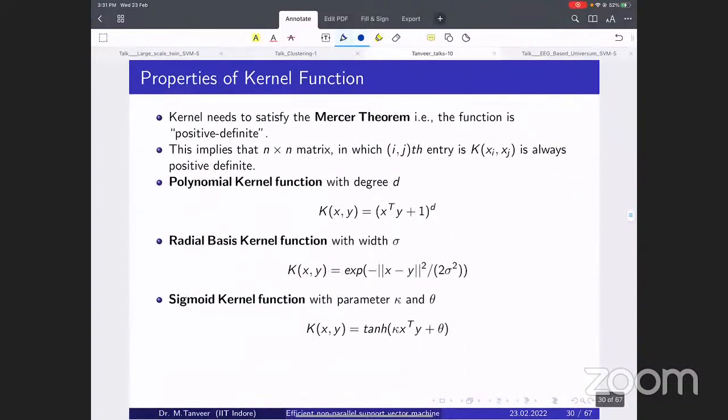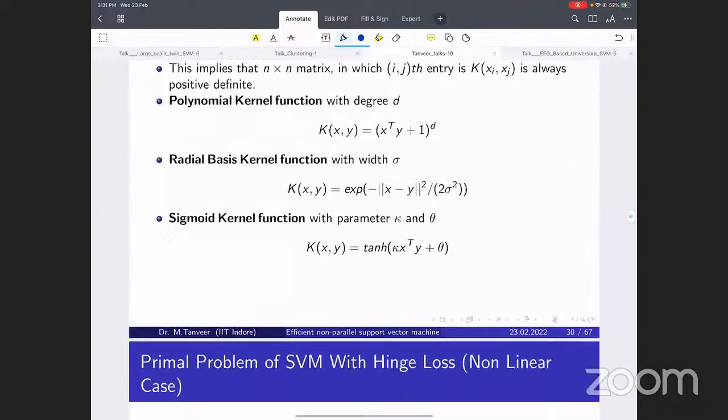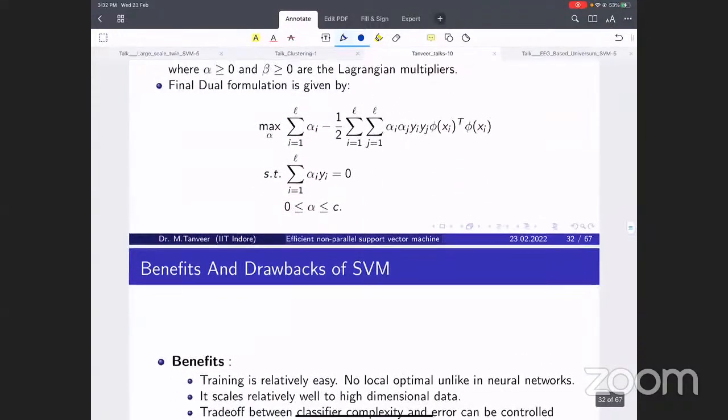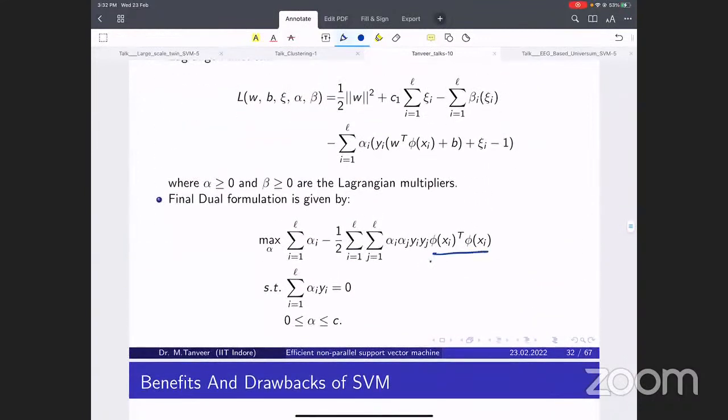There are a few properties of a kernel function that it needs to satisfy, the Mercer theorem. Please go through this one. For detailed information, you can find that K should be positive definite. Now if we move to the soft margin and the nonlinear case, the only change is that in place of xi, it is phi of xi. When you solve it, in place of x transpose x, it is now phi transpose phi.